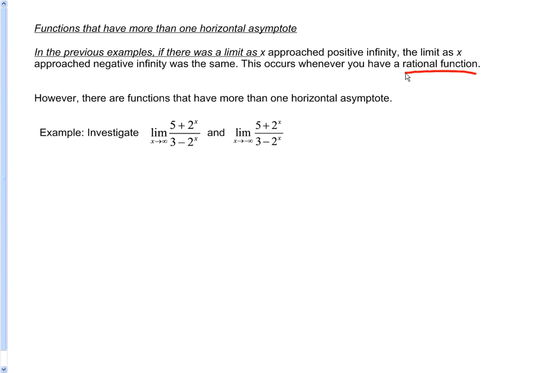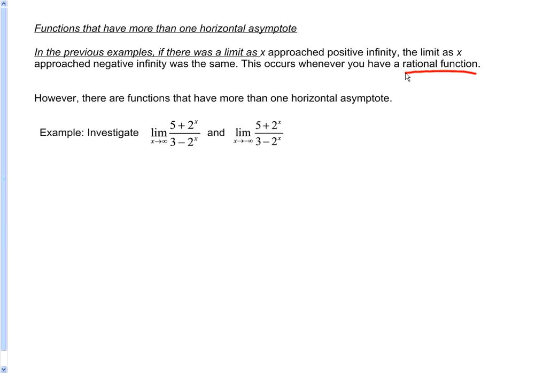However, there are some functions that have more than one asymptote. For example, let's investigate these two limits. The limit as x approaches infinity of (5 plus 2 to the x) over (3 minus 2 to the x). And the limit of the same function as x approaches negative infinity.